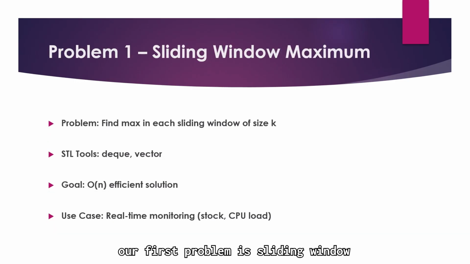Our first problem is sliding window maxima. Here we are given an array and a window size k, and our task is to find the maximum value within each sliding window of size k. This problem is often encountered in real-time monitoring systems, like tracking the highest stock price over a set period or monitoring CPU usage in a system. We can solve this problem efficiently by using a DQ to store the indices of array elements and ensure that the maximum element in the window is always accessible. The advantage of this approach is its O(n) time complexity, which is far more efficient than brute forcing it with nested loops.